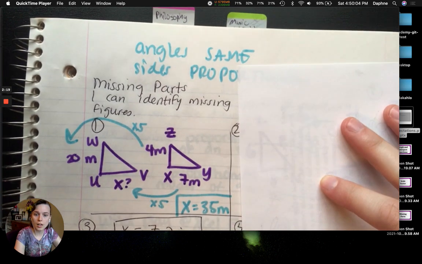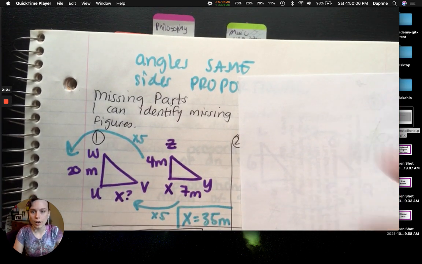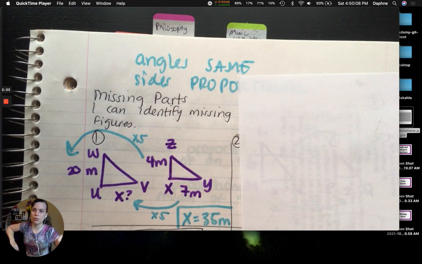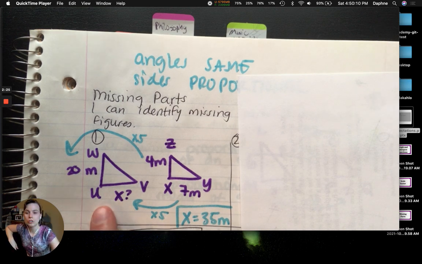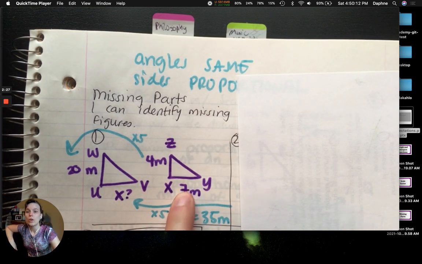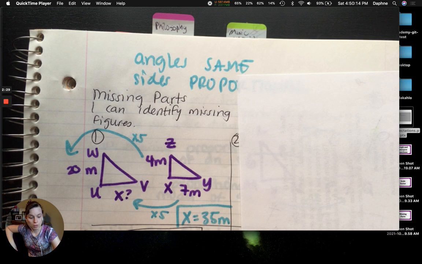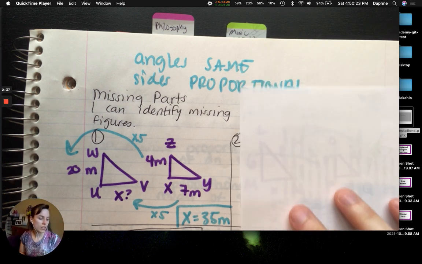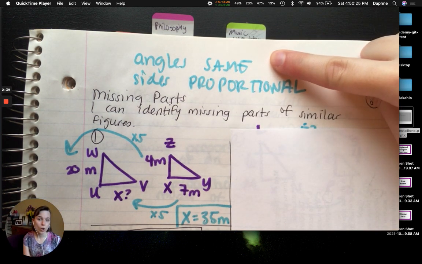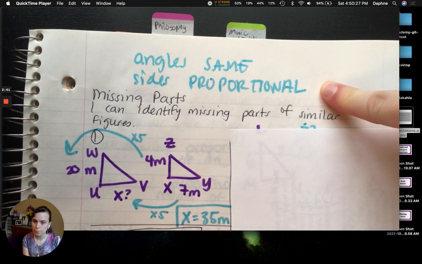Example 1. All right, this is example 1, and I'm going to talk you through it. So on example 1, we're drawing 2 different triangles. We know these triangles are similar. Every single thing you see today, we know the 2 figures are similar to each other. So we know that the angles will be the same. We know the sides will be proportional.